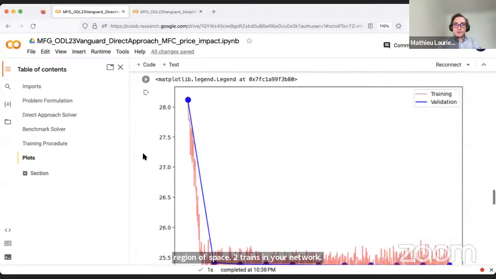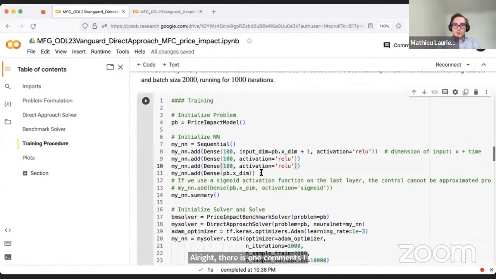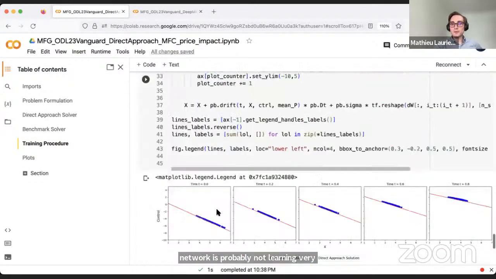There is one comment that I left, and you can play with this code, but maybe I will discuss that tomorrow in more detail. On the last layer, there is no activation function, and this is on purpose. On the last layer, we want the neural network to output any real number. We don't want to constrain it, for example, to be positive or to be between 0 and 1. In some problems, it could make sense, but here the control can take any value. So the neural network should not have any constraint on the last layer. You can try to play with it. For example, put a sigmoid activation function, and you will realize that the neural network is probably not learning very well.